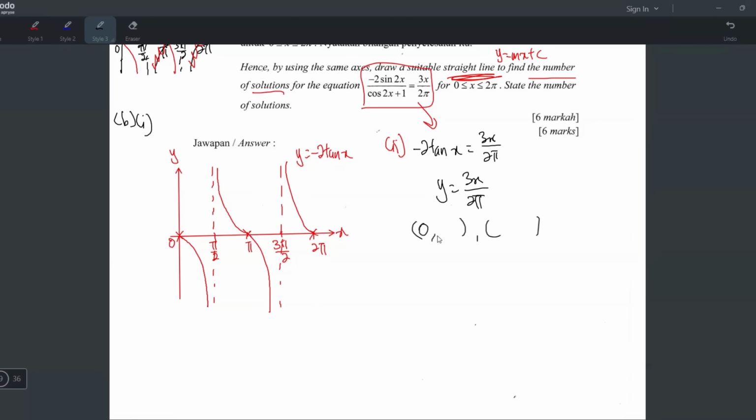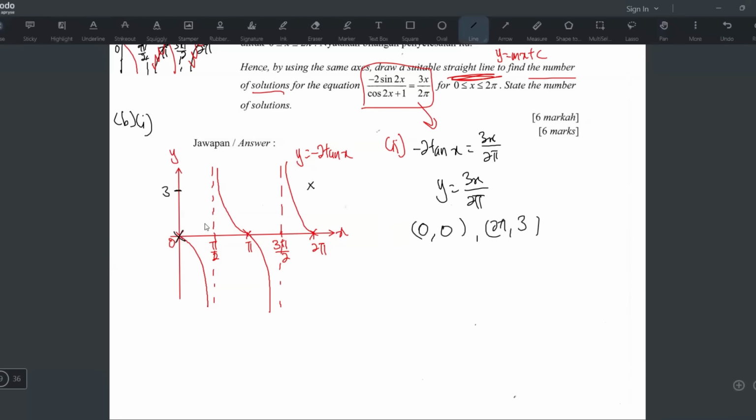So when you sub x equals 0, definitely you get y equals 0. For the other point you can maybe sub 2 pi. Pi also can, but I have subbed 2 pi. So 2 pi, the 2 pi cancels, so your y is 3. So 0, 0 is here. The 2 pi, 3, I can just make it 1.3 here, and then 2 pi, 3 is just here. And then just draw a line joining the 2 points. And don't forget to write the equation of the line, y equals 3x over 2 pi.